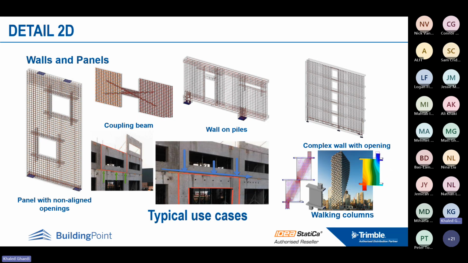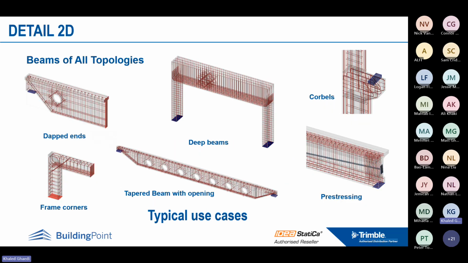If I want to quickly let you know what you can do with Detailed 2D, it doesn't matter what field you are working in. As long as you are working with concrete material, you can use Detailed 2D. For example, here you have walls and panels, with some examples for coupling beams, walls and piles, and walking columns. You can use IDEA StatiCa 2D for beams with any topologies, like beams with openings, deep beams, frame corners, beams with prestressing, or corbels.